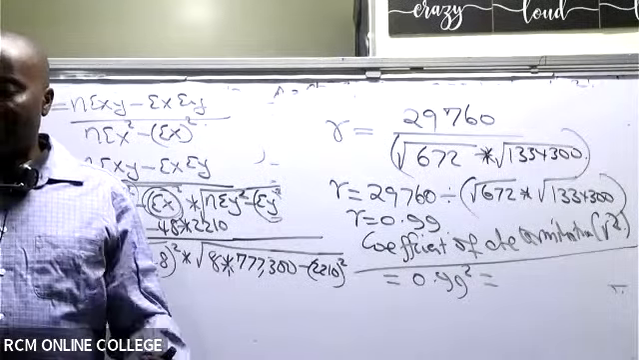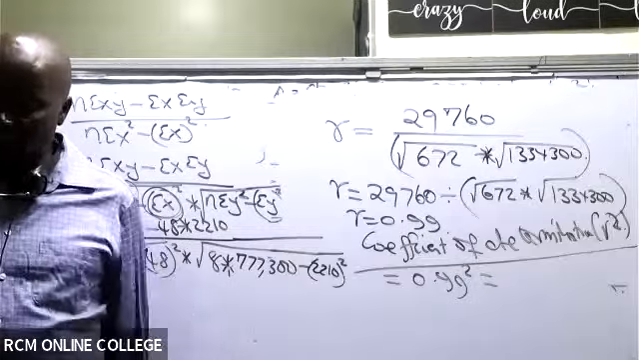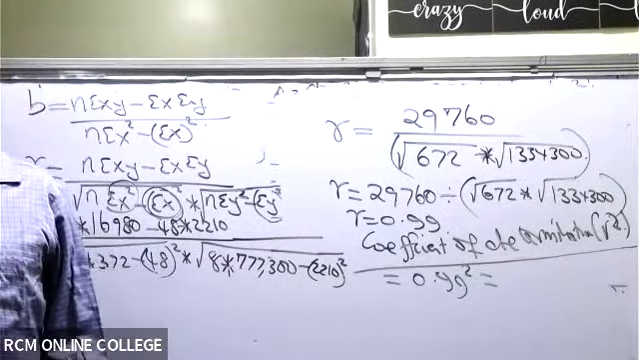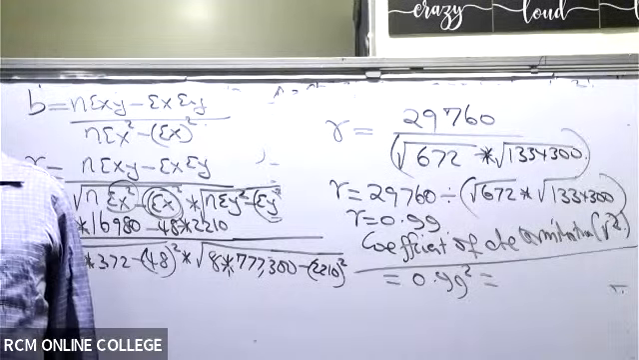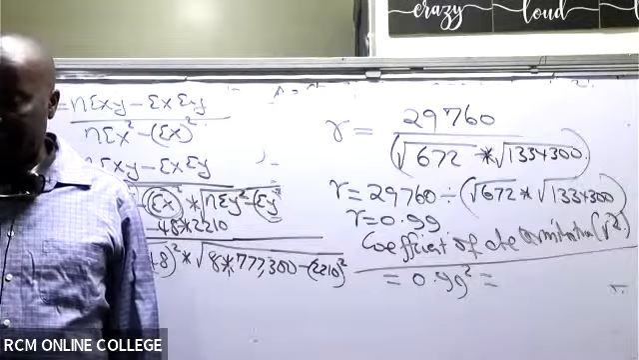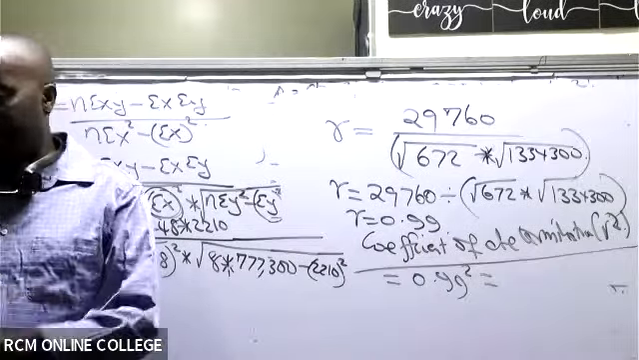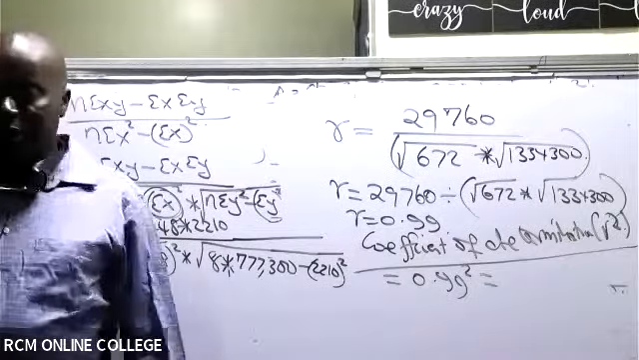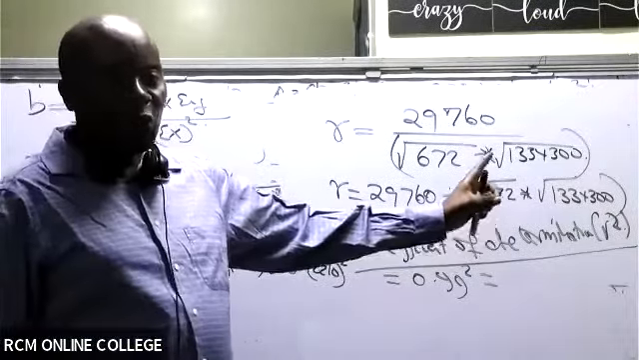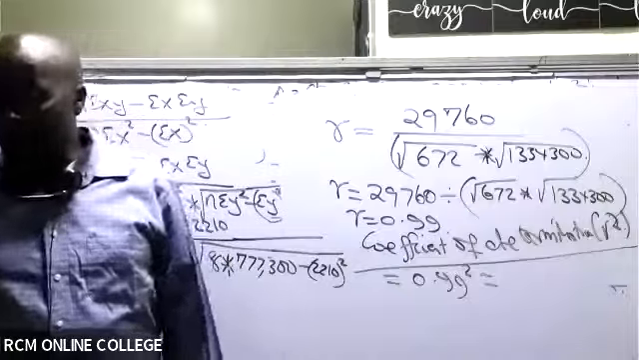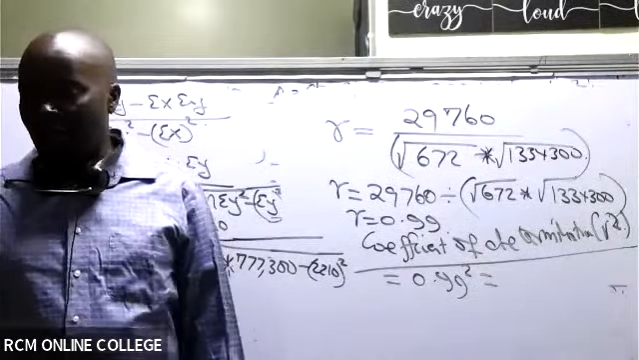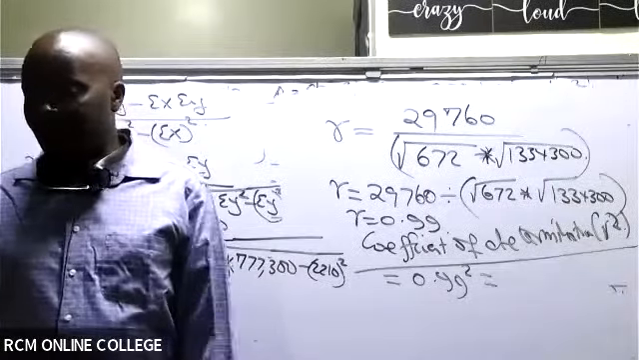I always prefer 4 decimal places, but because you're finishing, we're just good to go. So 0.99 squared will end up giving us 0.8 something, isn't it? Or 0.9 something. That is the coefficient of determination. You take R, you square. How much do we have there?